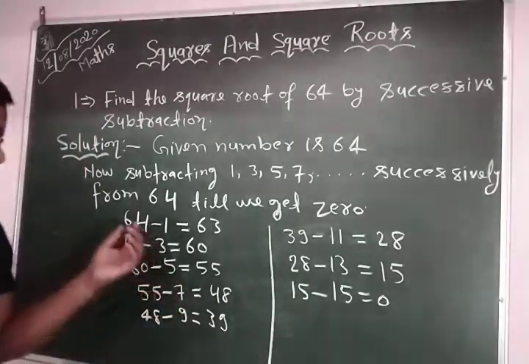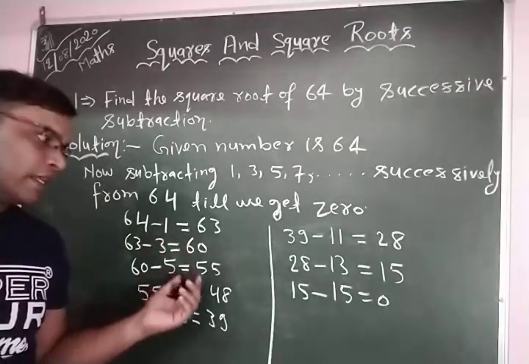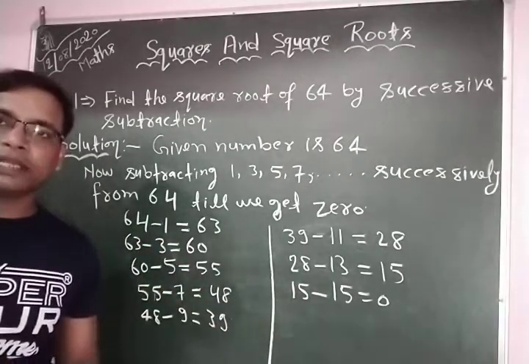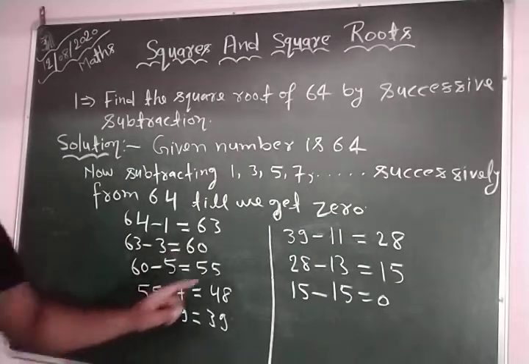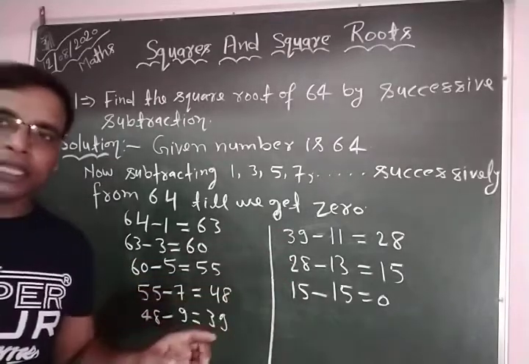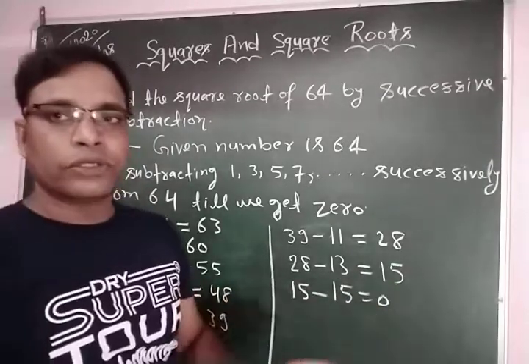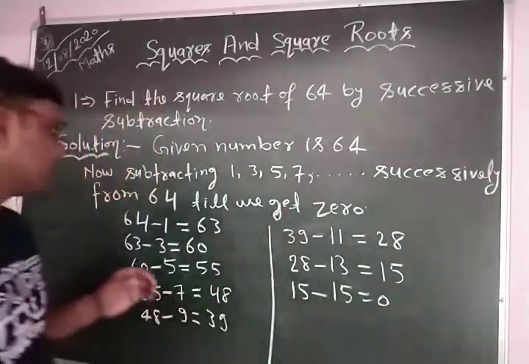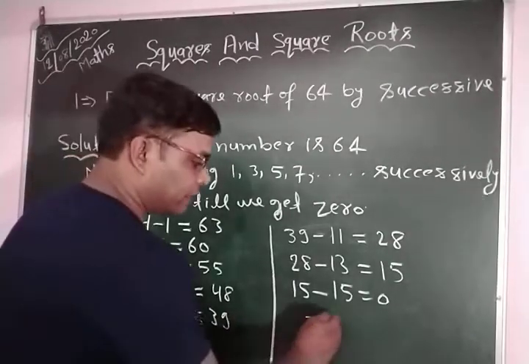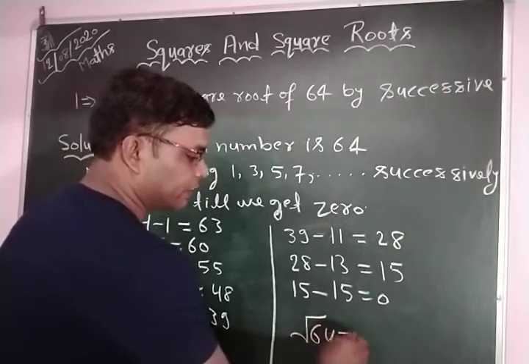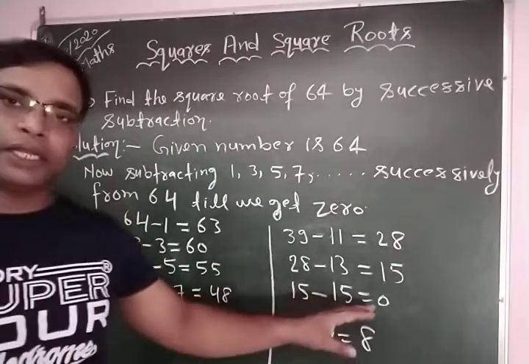So we start from 64 and subtract odd numbers successively and we get 0. In how many steps did we get 0? Count: 1, 2, 3, 4, 5, 6, 7, 8. After 8 steps we find the result is 0. So we can say the square root of 64 is equal to 8, because we obtain 0 after 8 steps.